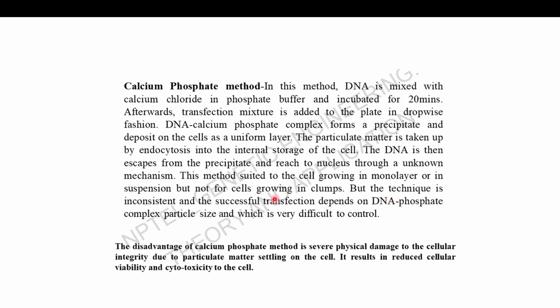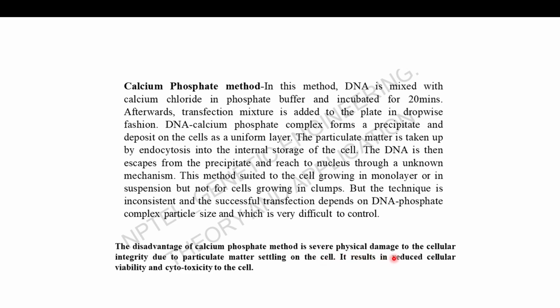Again, the successful transfection can depend on the DNA phosphate complex particle size. Definitely, the size always matters here, which is very difficult to control because the precipitate, that complex between DNA and calcium phosphate, is getting formed randomly. So how big that particular complex is can't really be controlled. It's totally random.